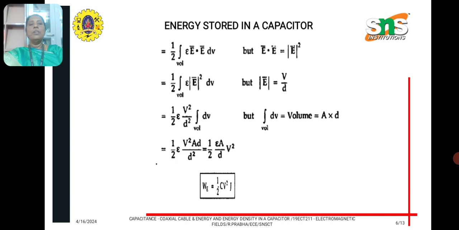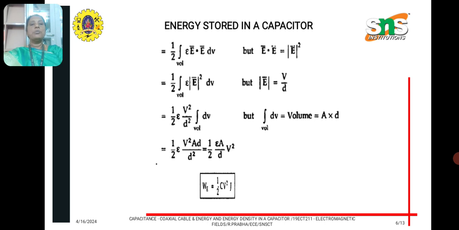E dV. We know that E dot E vector is equal to modulus of E squared, and so 1 by 2 epsilon, where E is the potential difference divided by the distance of separation between the plates, is substituted in the expression. So we get 1 by 2 epsilon V squared by d squared, integral of dV over the volume. The integral of dV is nothing but the area of the plate multiplied by the distance of separation d.